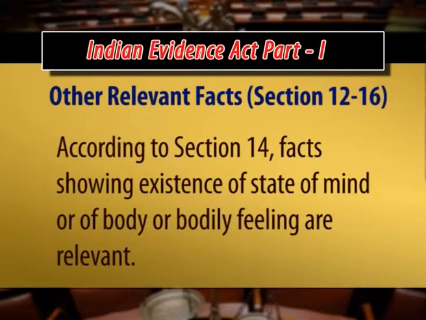For example, A demands an easement right through the property of B. The fact that he has enjoyed it for the last many years is relevant since it proves the easement. According to Section 14, facts showing the existence of a state of mind or of body or bodily feelings are relevant. For example, A is tried for a crime. The fact that he said something indicating an intention to commit that particular crime is relevant.